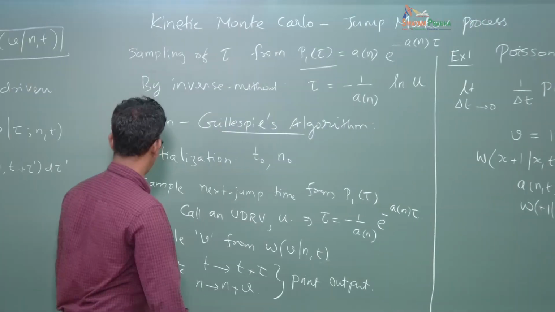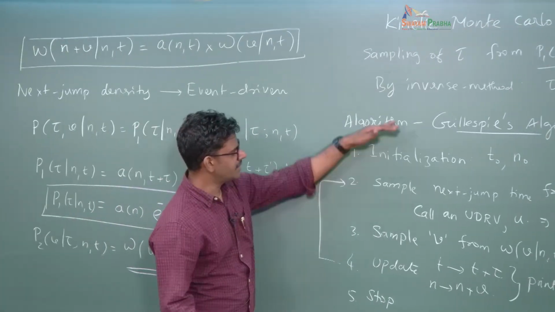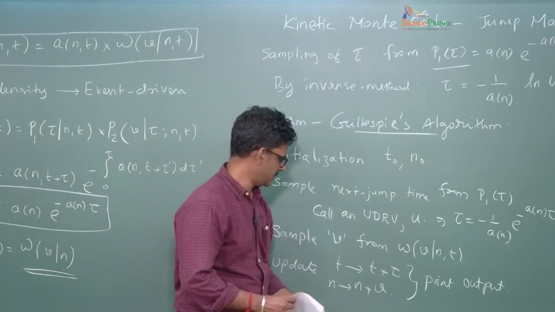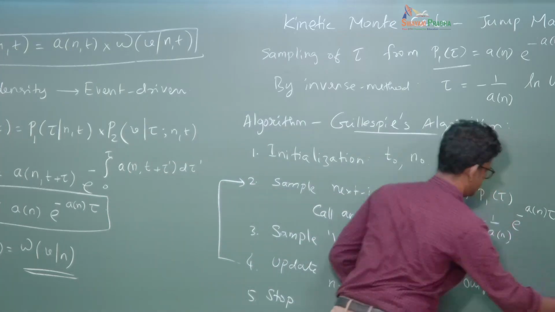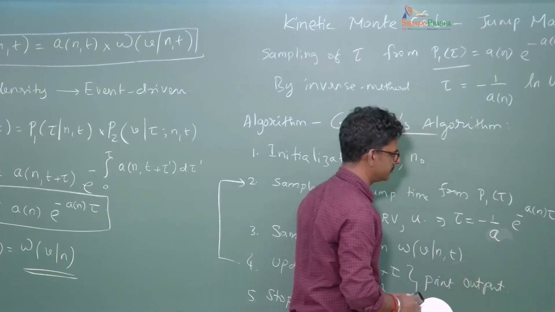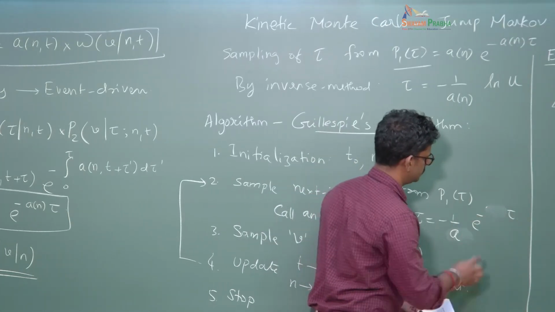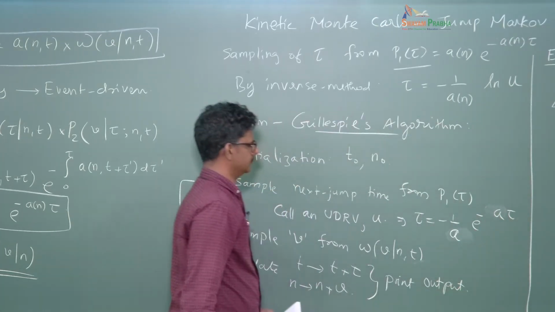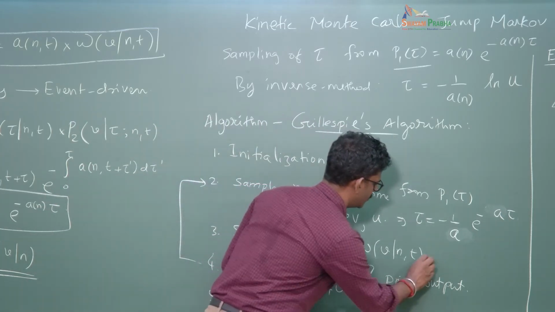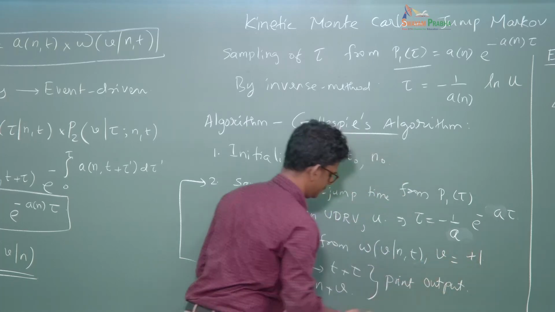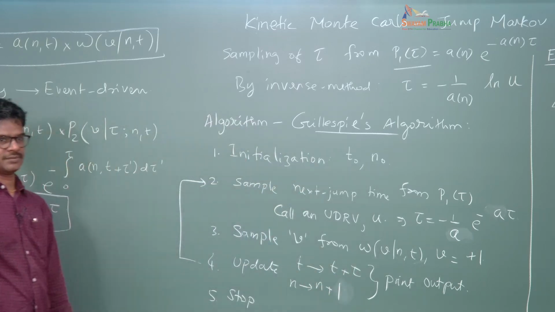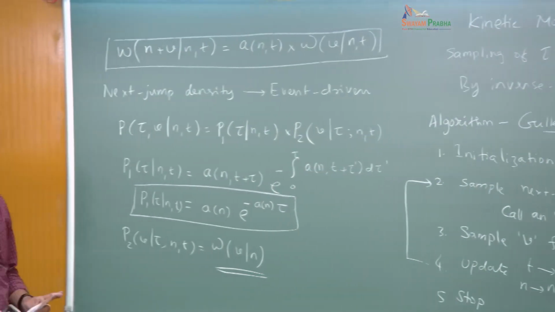If this is the case, and you write a Gillespie algorithm, you would do initialization, and then when you come here, you would simply replace this a of n by a constant a. And here you don't really sample because nu is always 1. So here you are going to update n equal to n plus 1 for every time step. So this is a very simple algorithm for simulating a Poisson process.